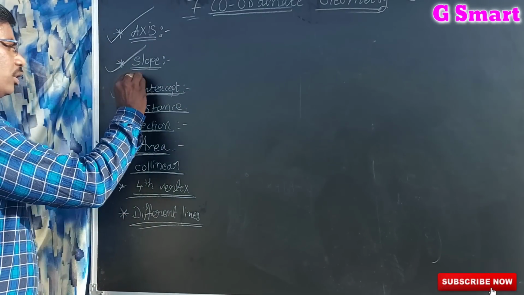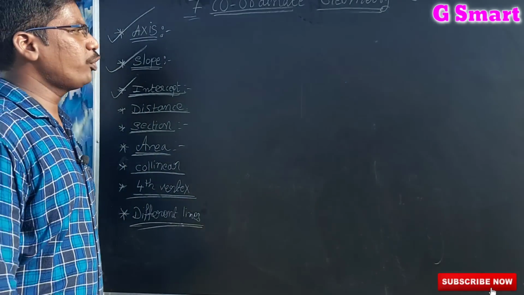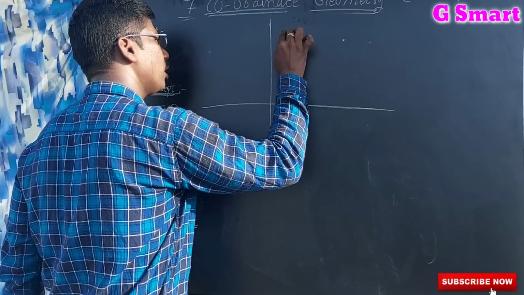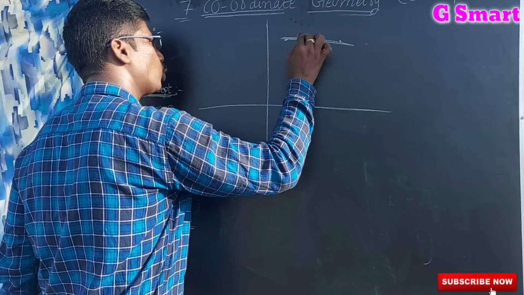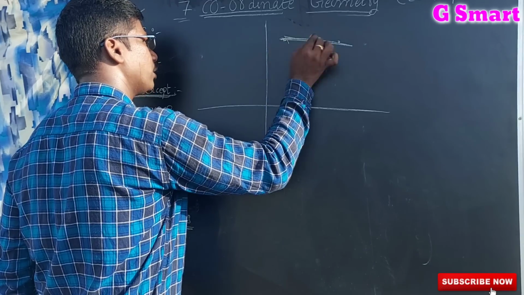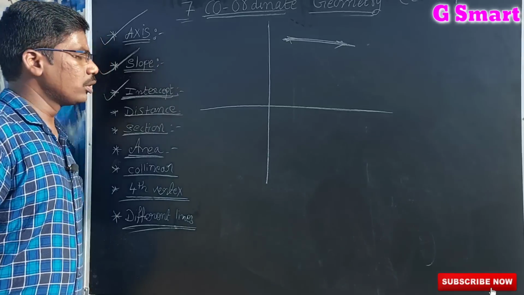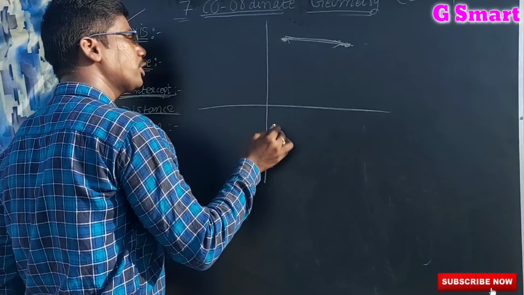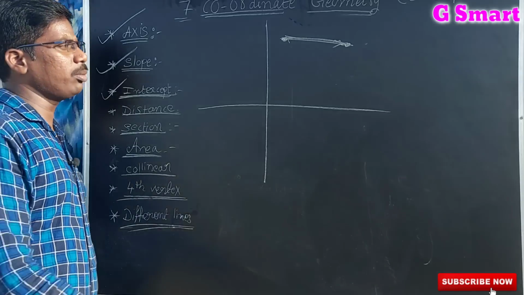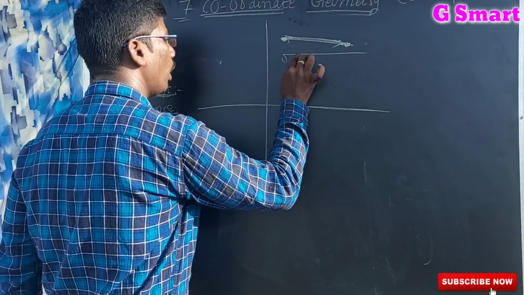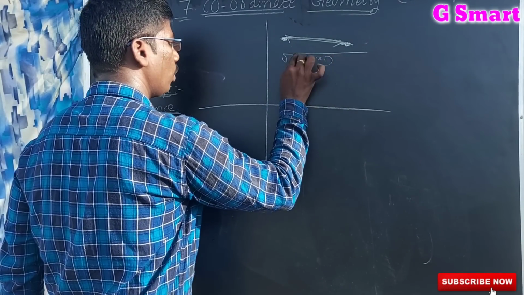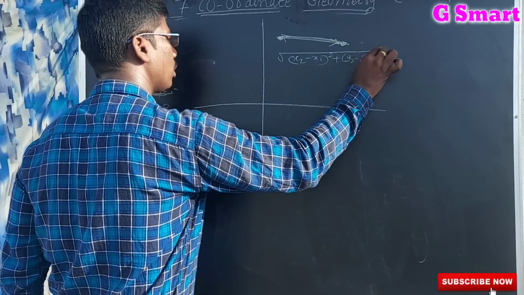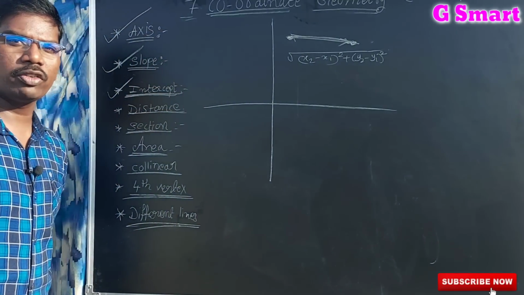distance. So the distance formula you know very well. If two points are in the same plane, then the joining of these 2 points is called a line. So the joining of these 2 points is the distance. So what is the distance formula? We know very well: root over (x2 minus x1) whole square plus (y2 minus y1) whole square.